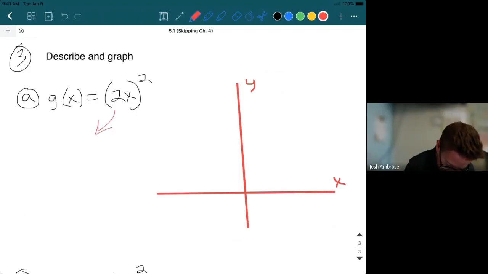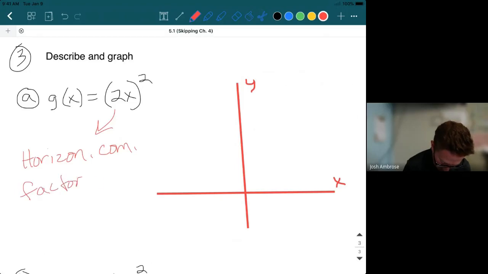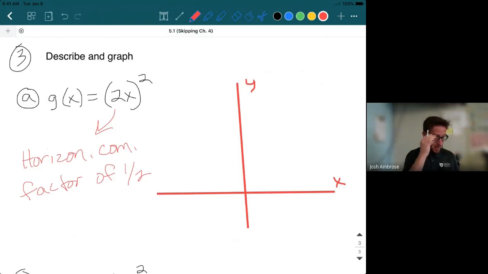so that 2 is flipped and tells me that we have a horizontal compression factor of 1/2. Okay, and again, you are looking at that chart that's on the same page 317, because when it's connected to x, in other words, inside the parentheses connected to x, you have to flip it. Now let's graph it. That's the last piece that we have to do here.